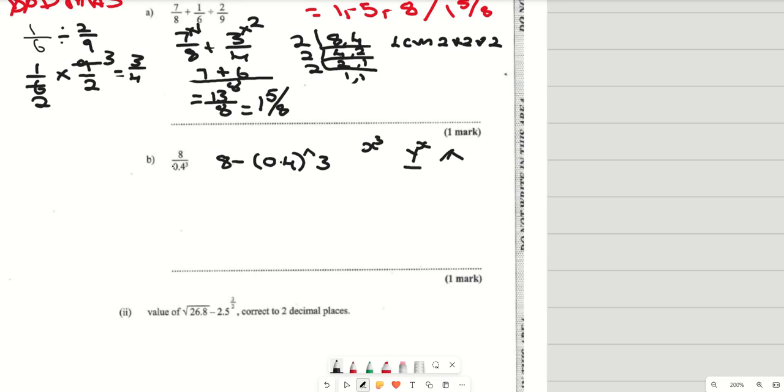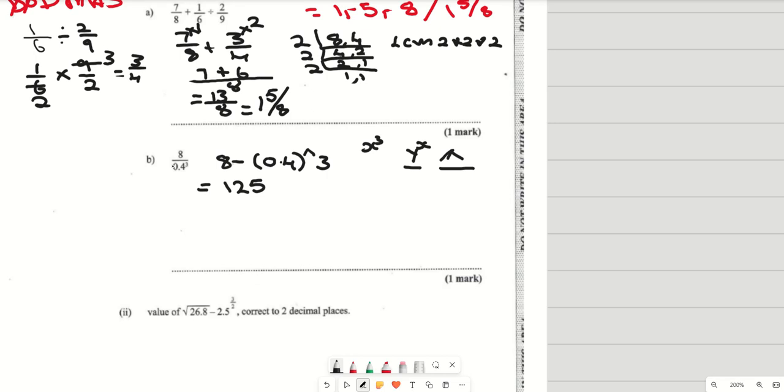Now, if you use the y to the power of x button, depending on which calculator, it will tell you which one to use. You have to put the number 3. However, this x to the power of 3 means it is to the power of 3 already, so you don't need to write 3. So when you put this in your calculator, you're going to have 8 divided by open bracket 0.4 close bracket to the power of 3. This is equal to 125 if you use a calculator.